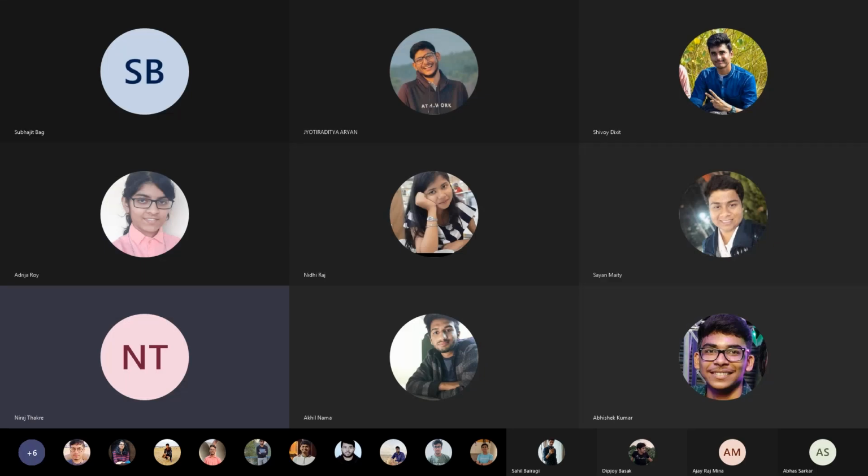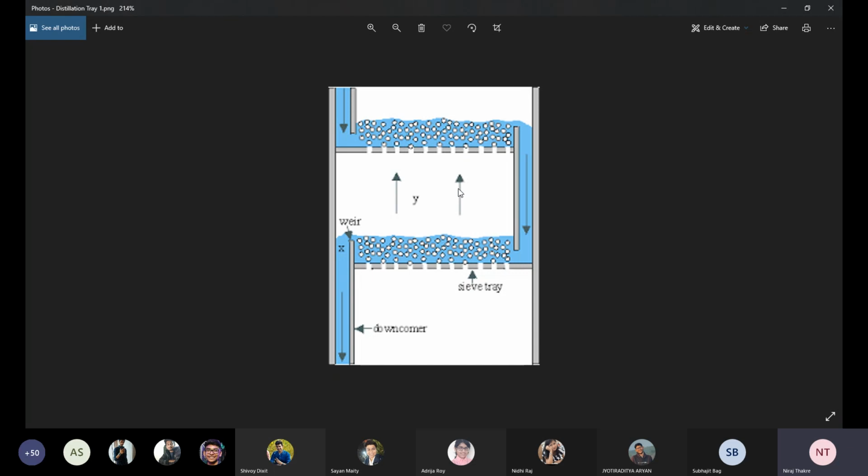This distance between the two trays is called tray spacing. This is one tray, this is another tray. Since the liquid is coming in this way, this weir is called the inlet weir, W-E-I-R, and this is the outlet weir.